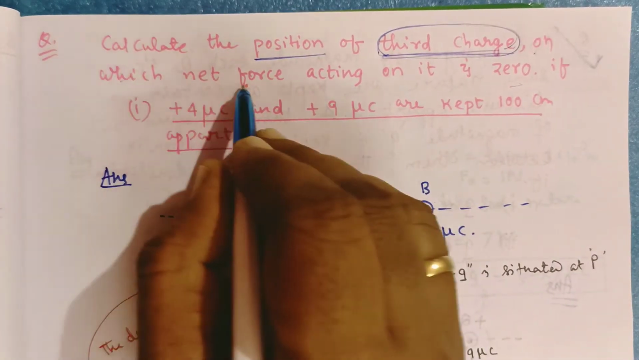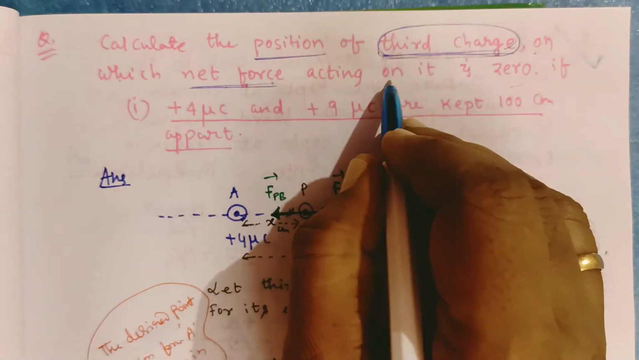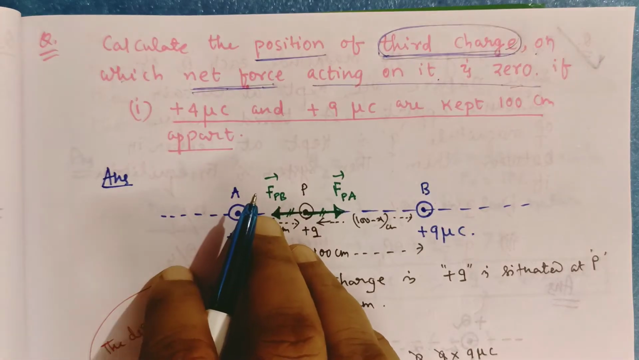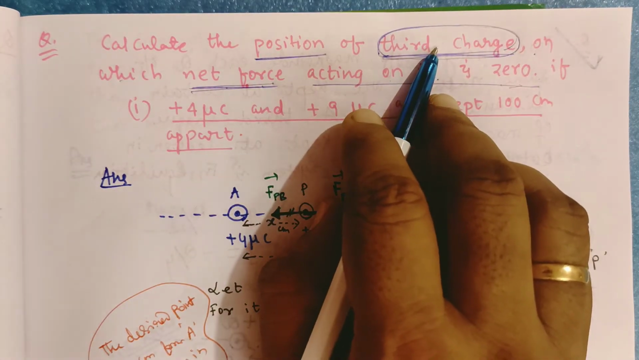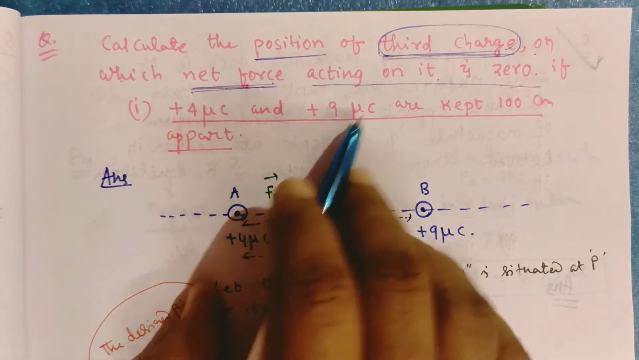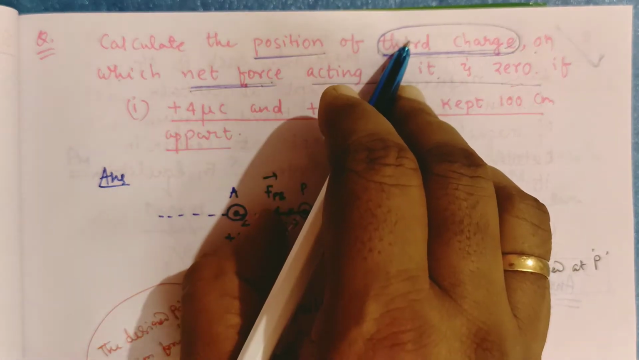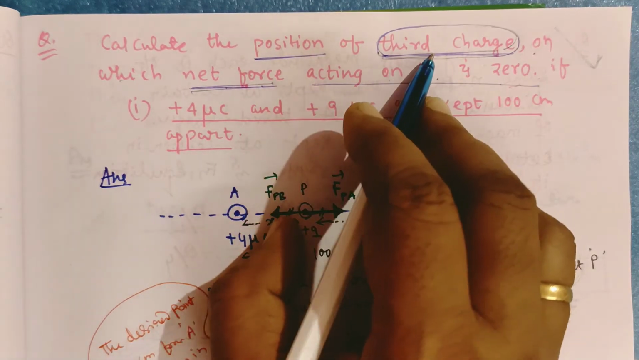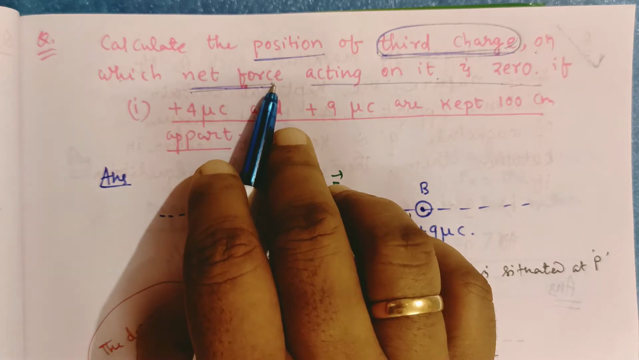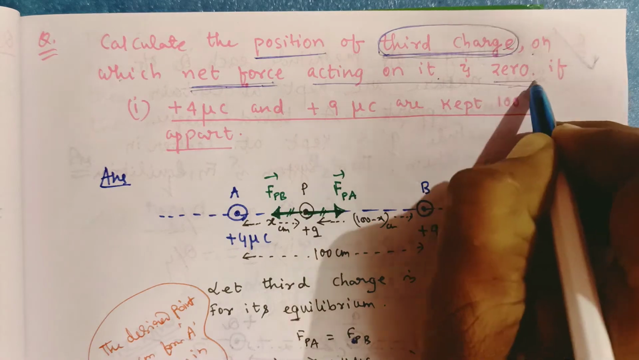On which the net force, means resultant force, acting on it is 0. Why does the question ask resultant force? Because you are taking a third charge. That means already first charge, second charge were there. When the third charge comes, first charge will give force to the third charge, second charge also gives force to the third charge. The resultant force means we have to vectorially add these two forces in such a way that the net force acting on it is 0.